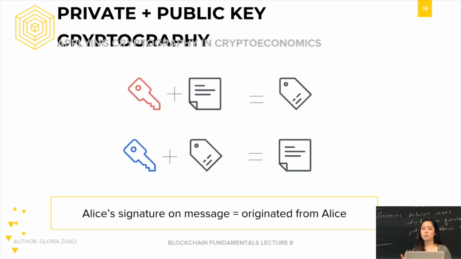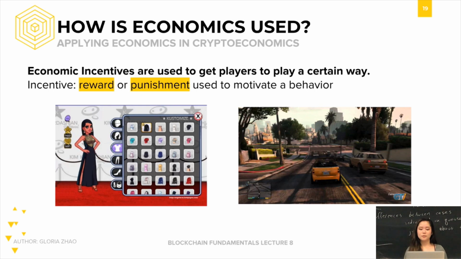Another example is private and public key cryptography. So if we see Alice's signature on a message, using her public key and the message, we can see that this message did indeed originate from Alice, or the owner of this private key that matches with the public key. And we can rely on these cryptographic principles, like I said. This is really nice. Now we come to the economics portion.